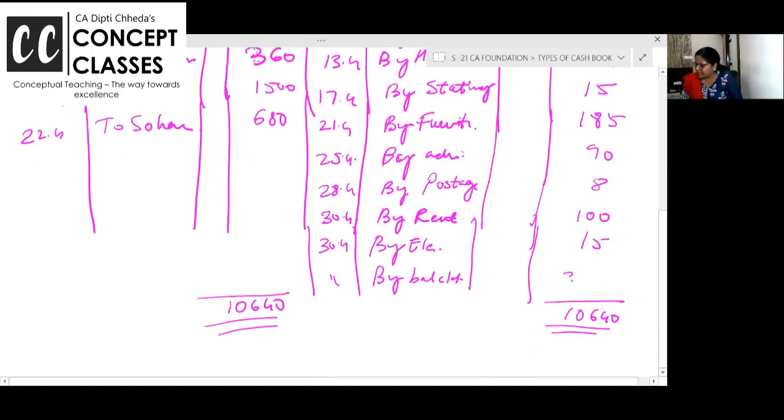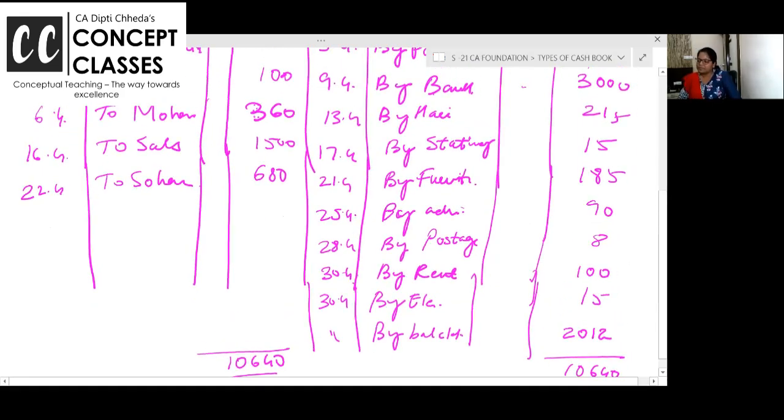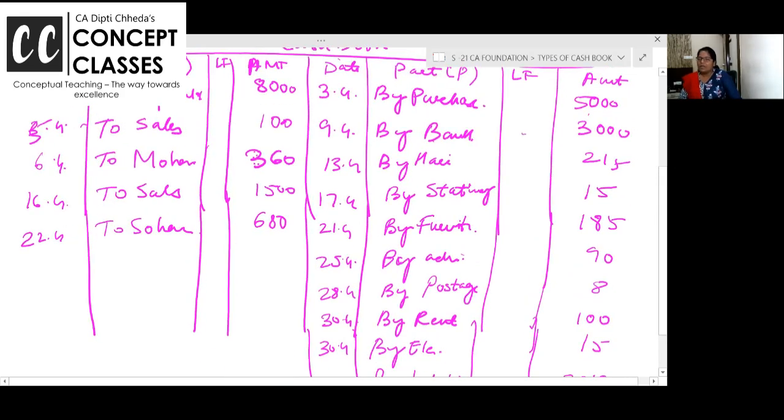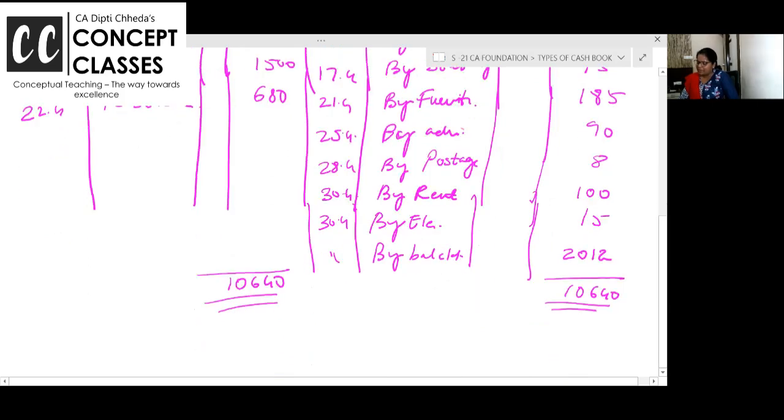So closing balance is coming to 2012. कोई डाउट है तो पूछो. The simple problem. Whenever I have received cash, write it on the debit side. Whenever I am paying cash, write it on the payment side. And what you are getting is closing cash.